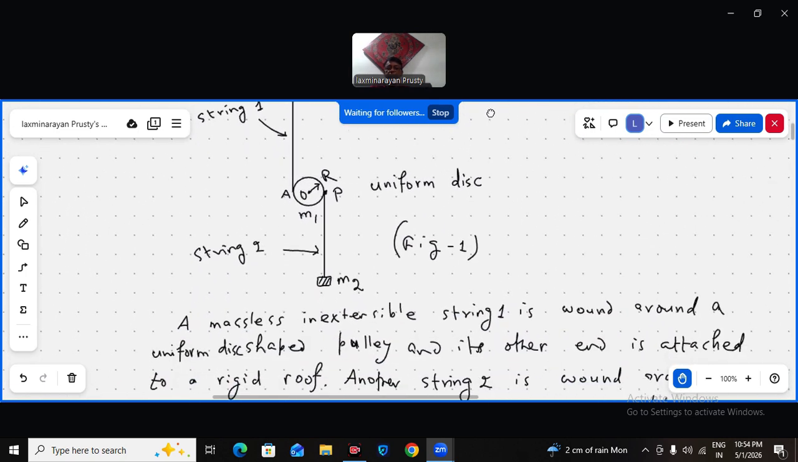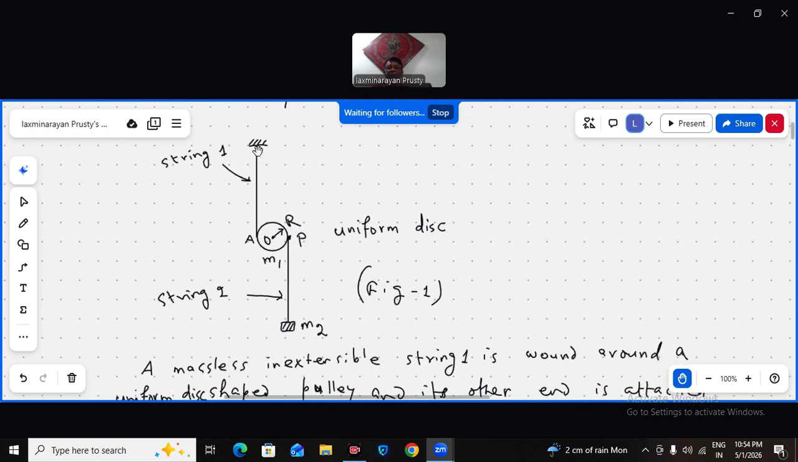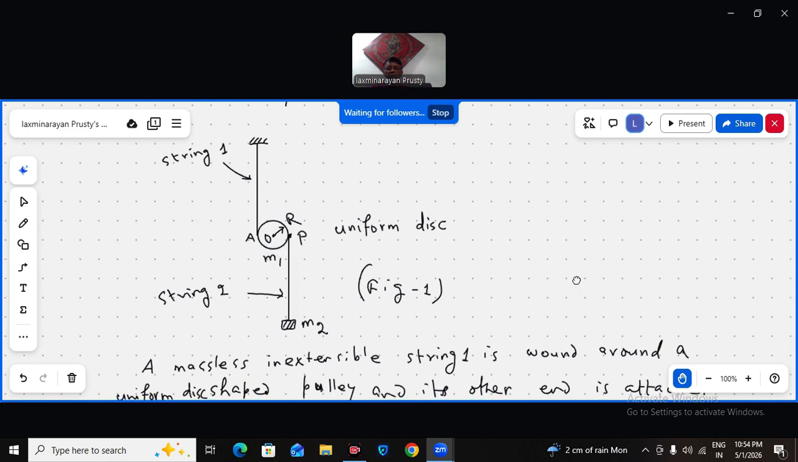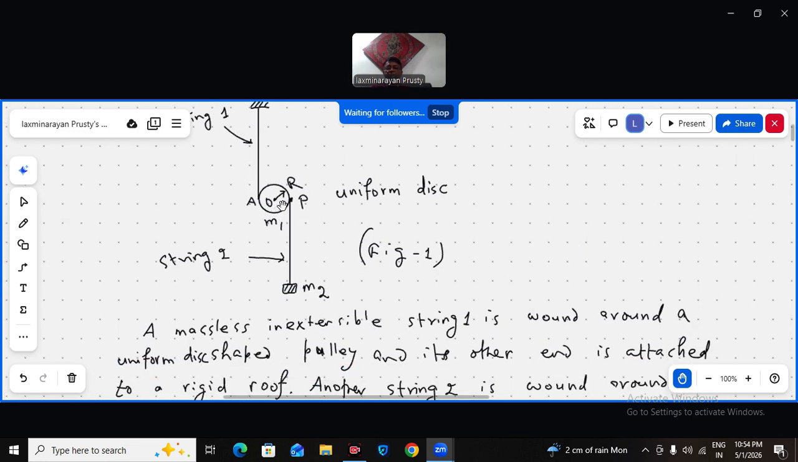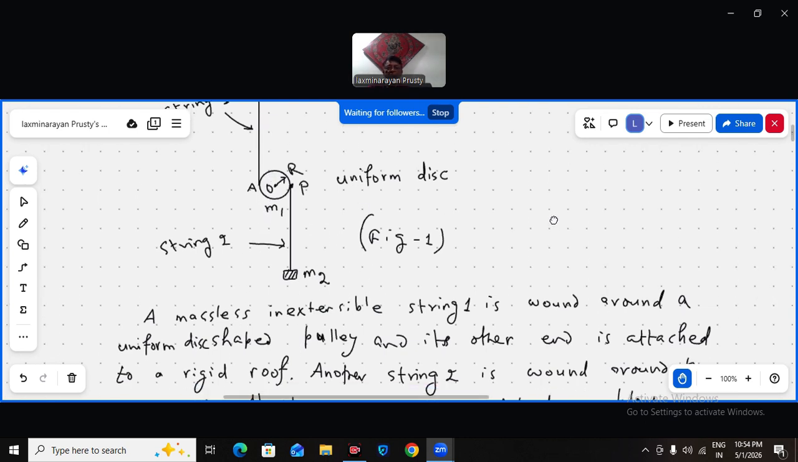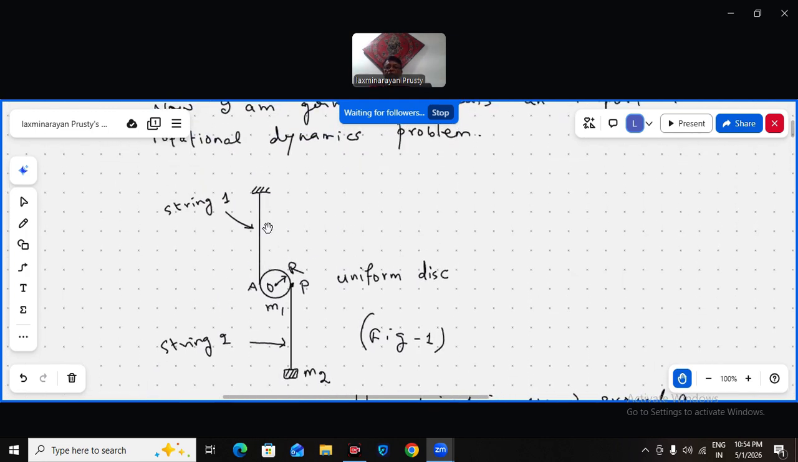This is a massless inextensible string 1, wound around a uniform disk. This is the disk, uniform disk. The uniform disk is a pulley, a uniform disk-shaped pulley, this one. And this other end is attached to the rigid roof. Just see, this is the roof.